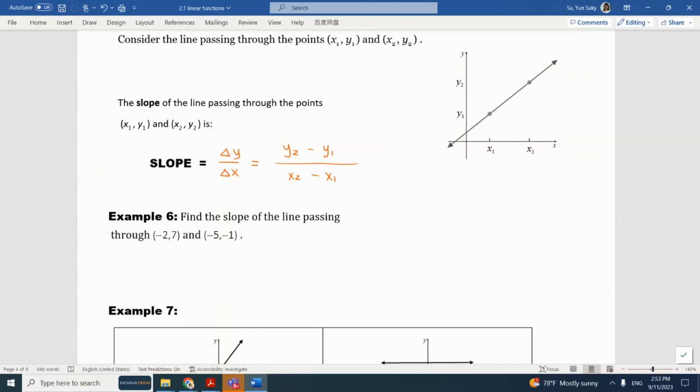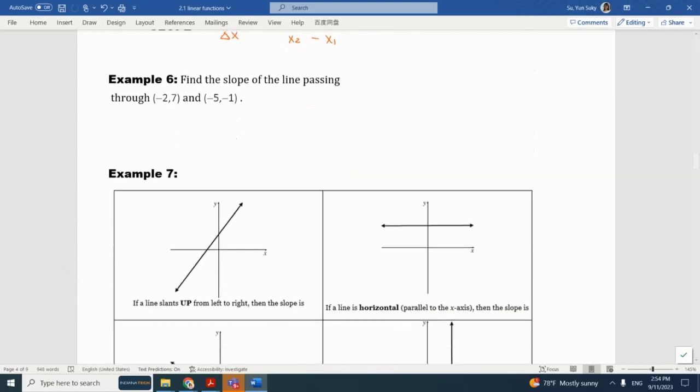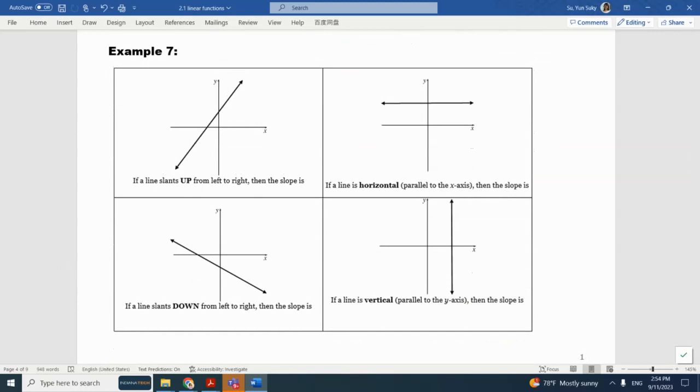I have a question. Yes. When I was doing this, I ended up getting a negative over a negative. Does it become positive? Yes. The two negatives become positive. That's what I thought. Yes. Good.